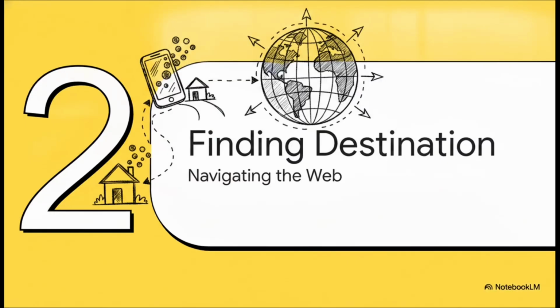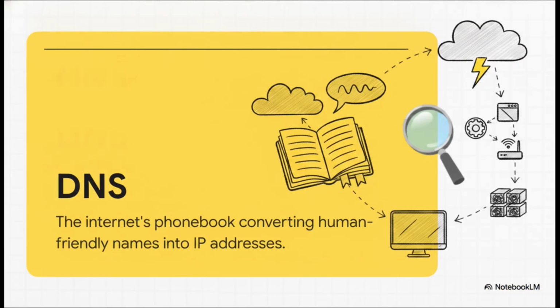Section 2. Finding the destination. Before our data packet can even leave the driveway of your phone, it needs an exact set of coordinates to know where it's going. And here's the catch. Computers absolutely do not understand a name like google.com. They only communicate using numbers, specifically IP addresses.